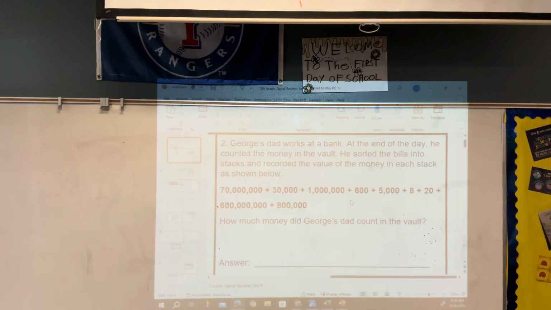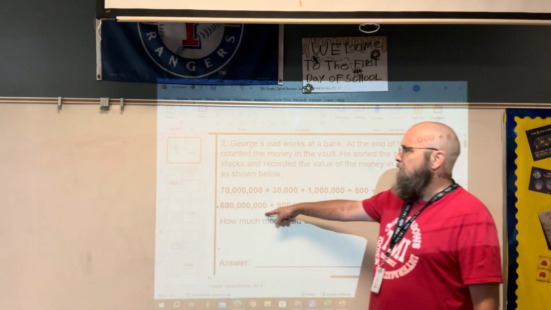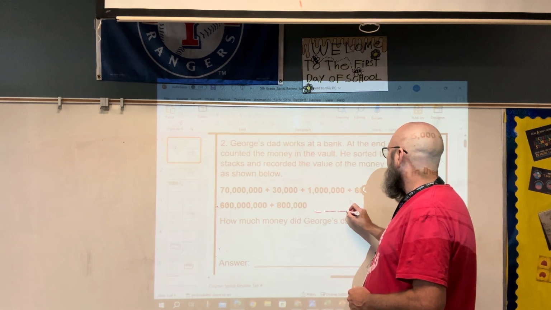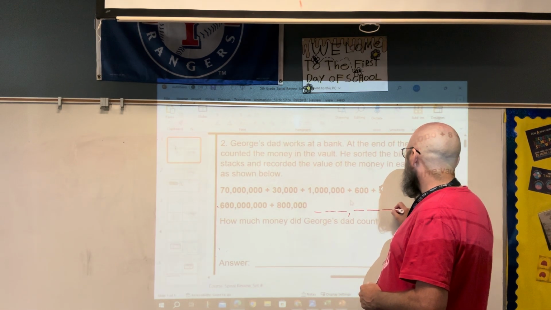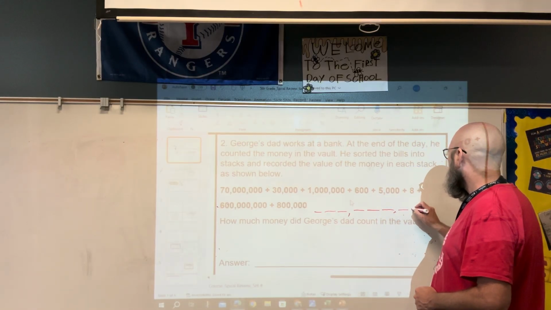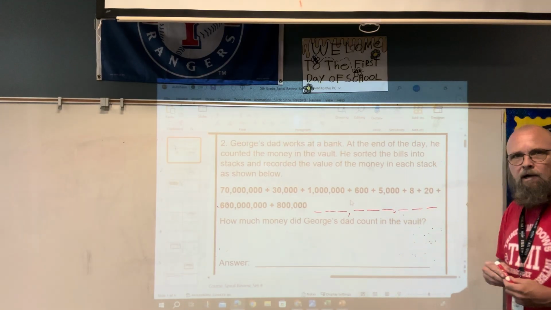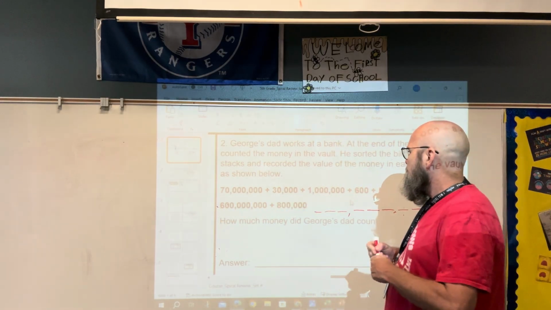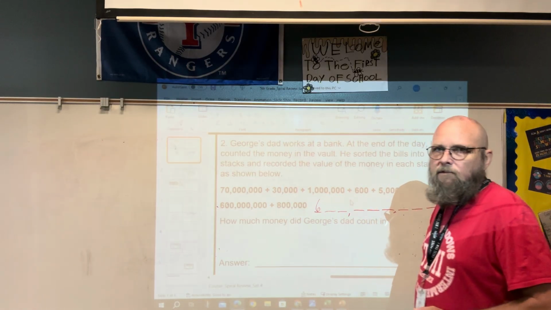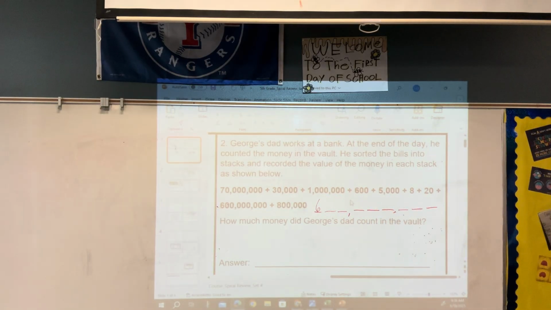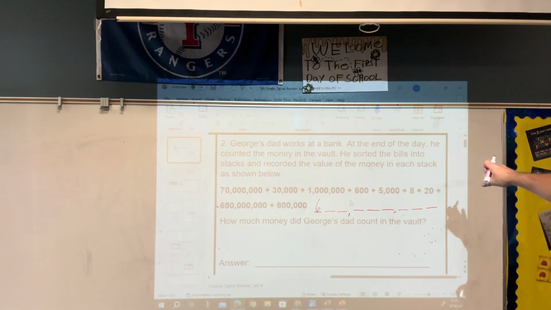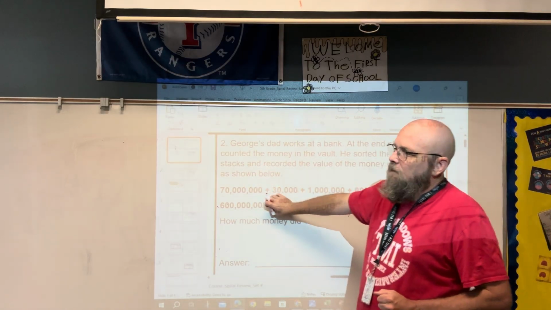Now the first thing I'm going to do is find the biggest number on here. The biggest number on here is 600 million. So I know I'm going to go out to the 100 millions place, and since I have 600 million, I'm going to have 6 there. I know I'm not going to have anything behind my decimal point because there's nothing in my list here that shows any cents.